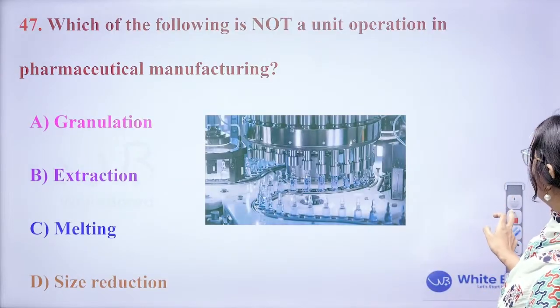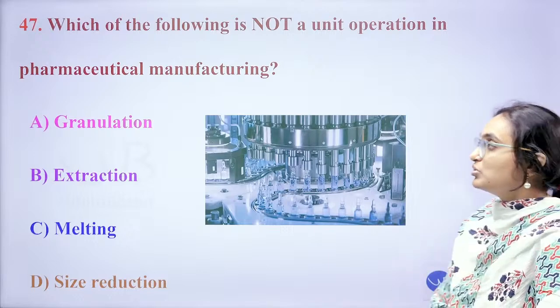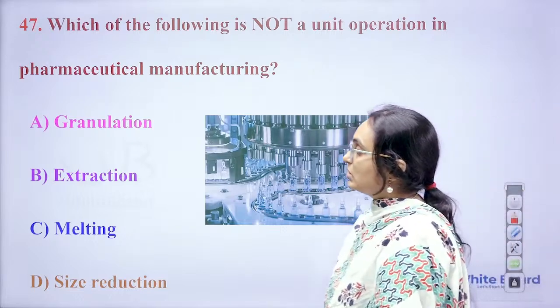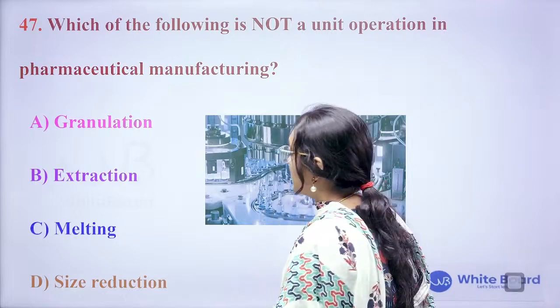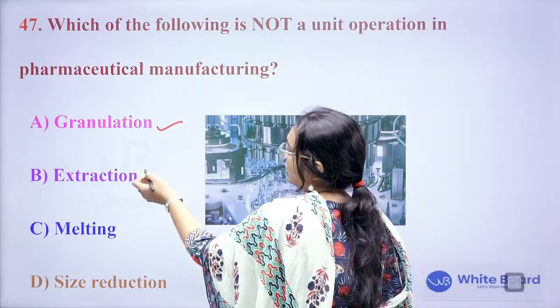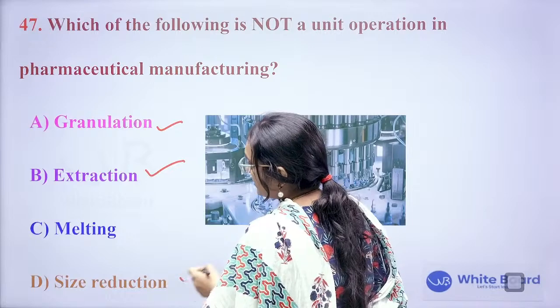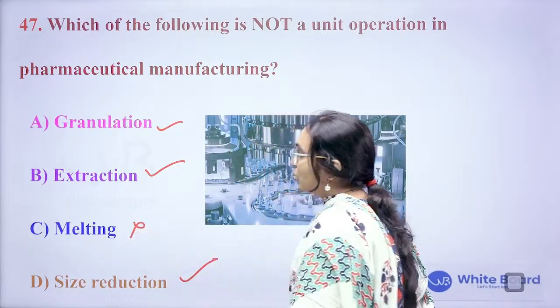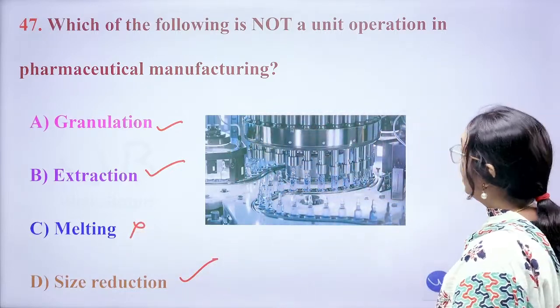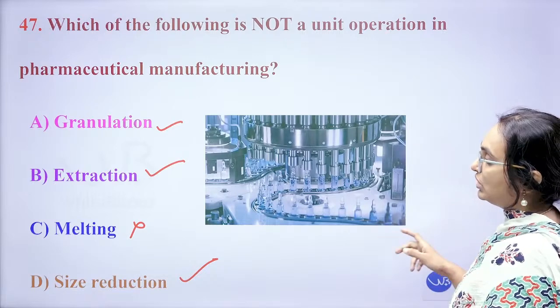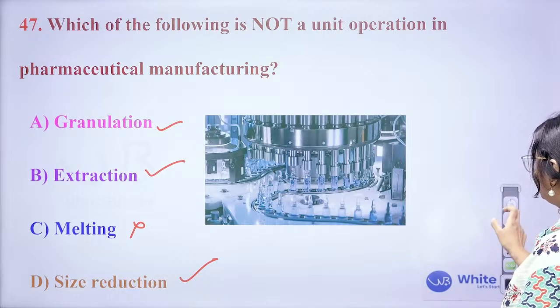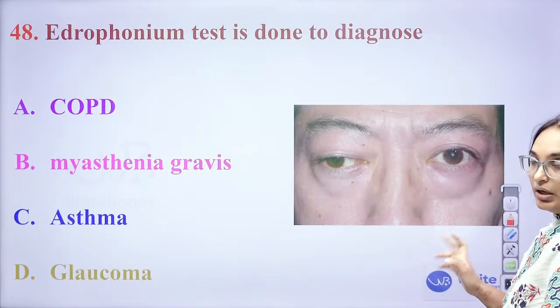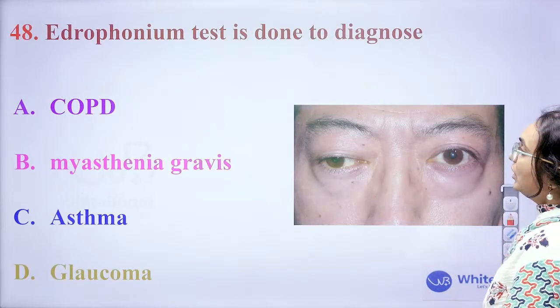Which of the following is not a unit operation in pharmaceutical manufacturing? Whatever the manufacturing process, granulation is done, extraction is done, size reduction is done, but melting is not a unit operation. So, question 47, the option is C. The rest are all unit operations.